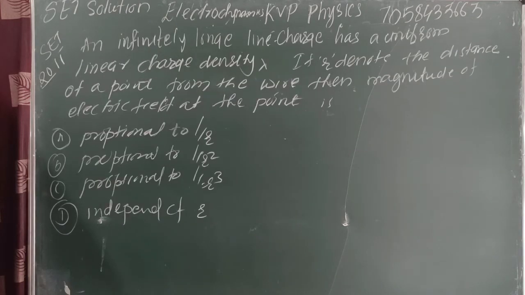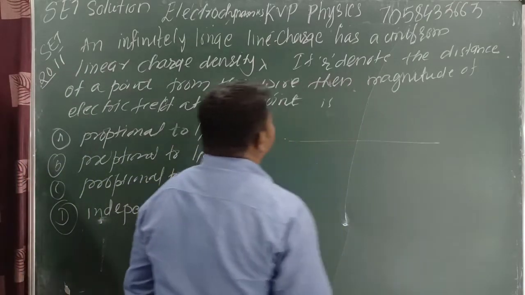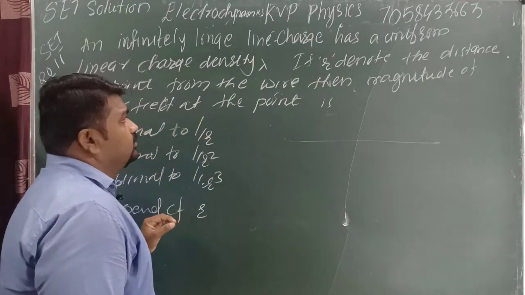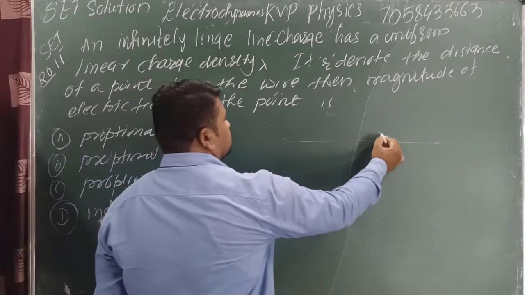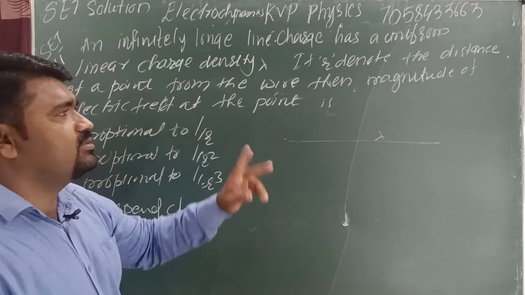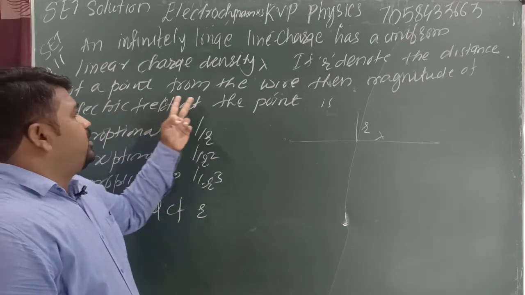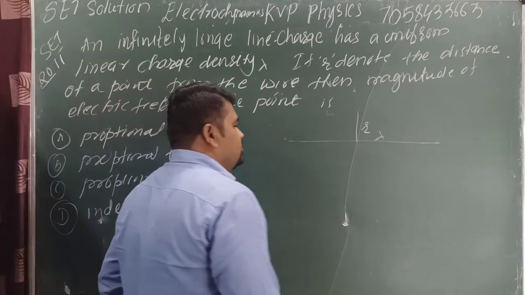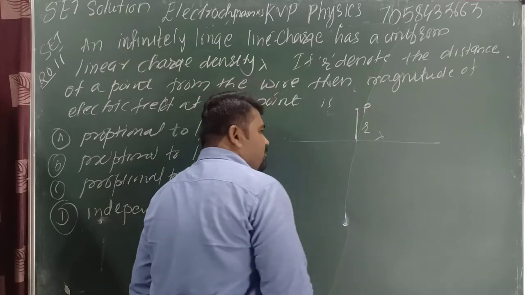Next question. Set 2011. An infinitely long wire, a line charge, has a uniform linear charge density lambda. If r is the distance from the wire, then what is the magnitude of the electric field at a distance r, at this point P, from the wire?